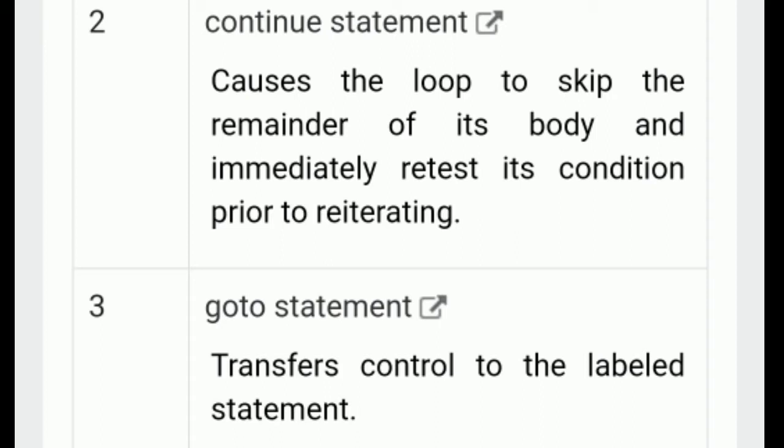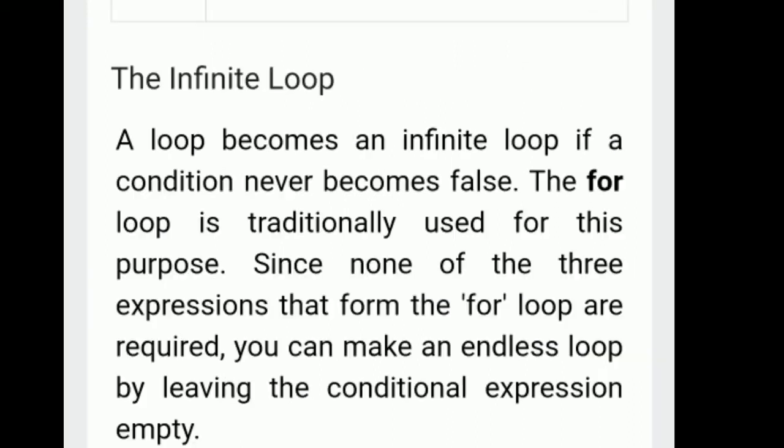Second one is the continue statement. What is the continue statement? The continue statement causes the loop to skip the remainder of its body and immediately retest its condition prior to reiterating. This is the continue statement. Third one is the goto statement. It transfers control to the labeled statement. These are the different control statements.